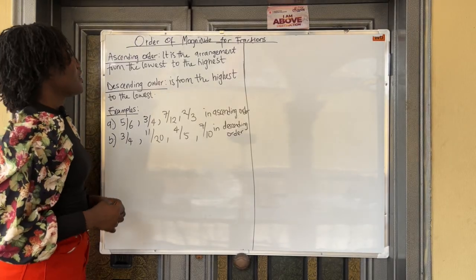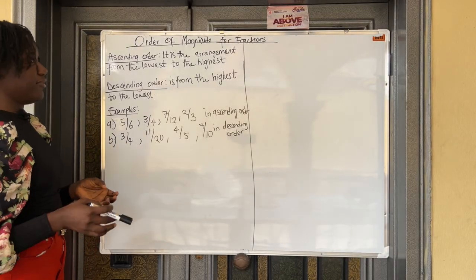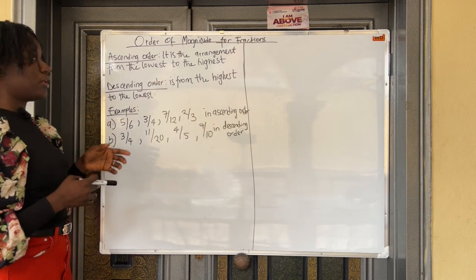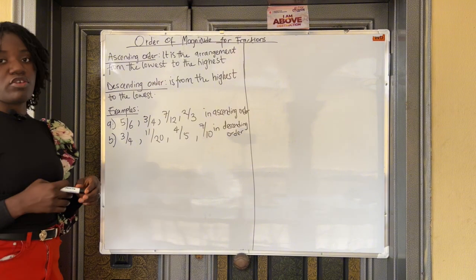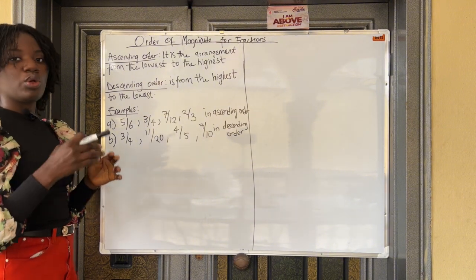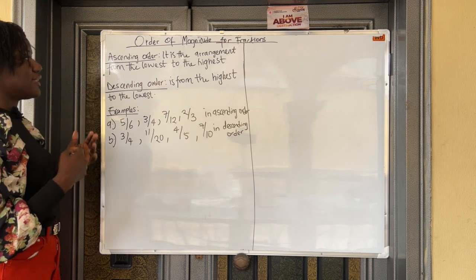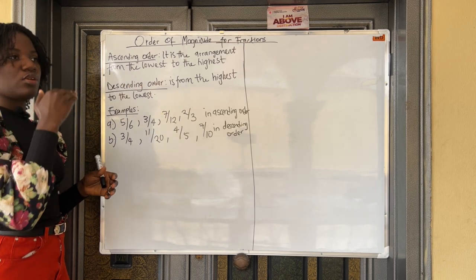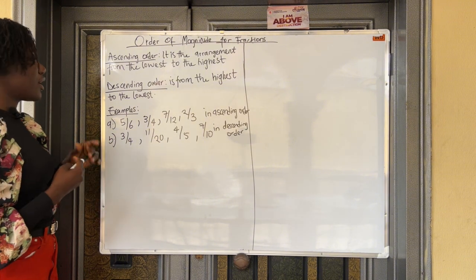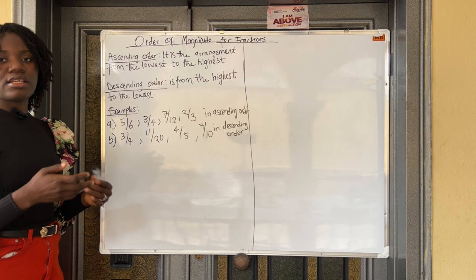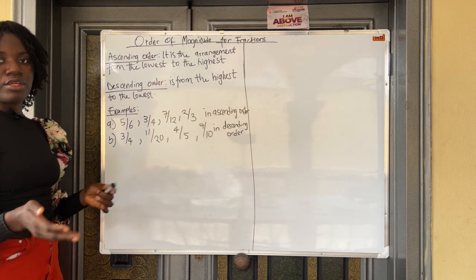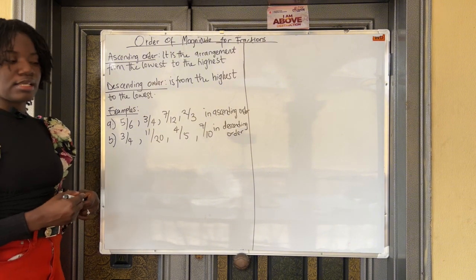Hi everyone. In this video, we're going to be learning about order of magnitude for fractions. Yes, we can arrange fractions in ascending order of magnitude and descending order of magnitude. Now, what's ascending order? Ascending order is the arrangement from the lowest to the highest, while descending order is from the highest to the lowest. And there are two methods in which we can arrange these fractions. The first one is using LCM, and the second one is converting these fractions to decimals and then arranging them according to any order. So let's go to the examples.